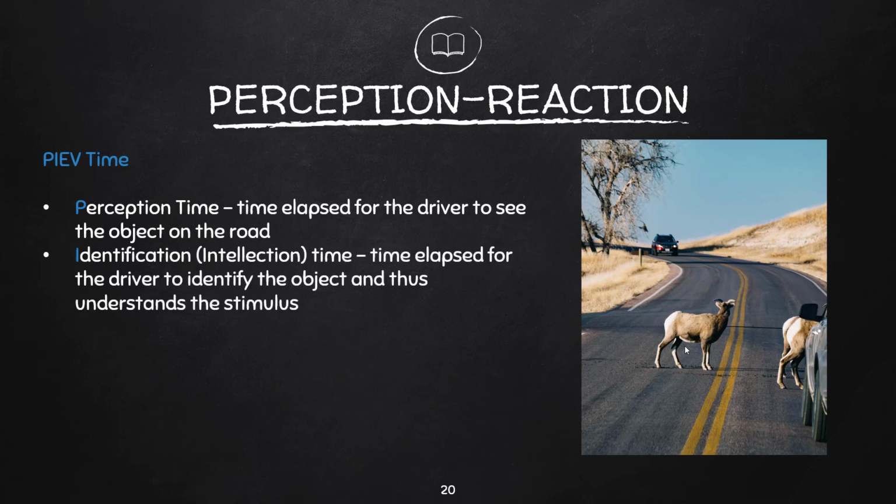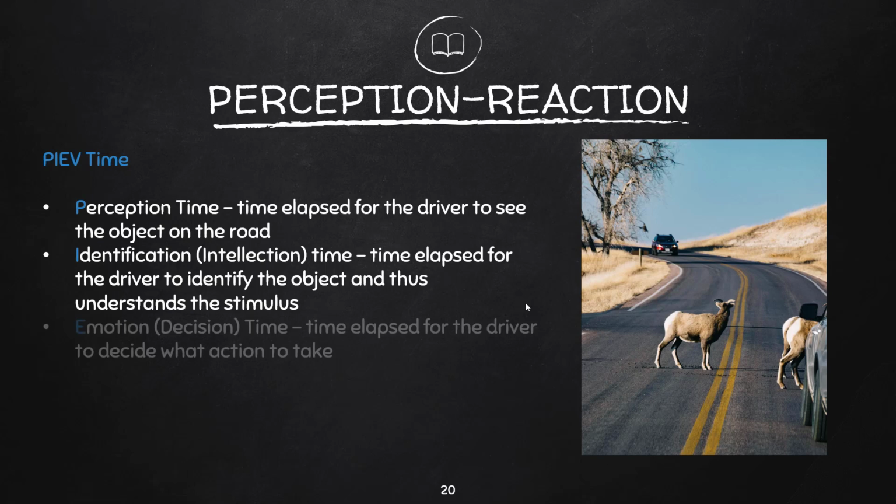Next to that would be the identification or the intellection time, which is the time elapsed for the driver to identify the object and thus understand the stimulus. Of course, if you see some objects, at first you will not be able to identify it. There is a time that will elapse for you to be able to identify what that object is that is on the way or that is serving as an obstruction.